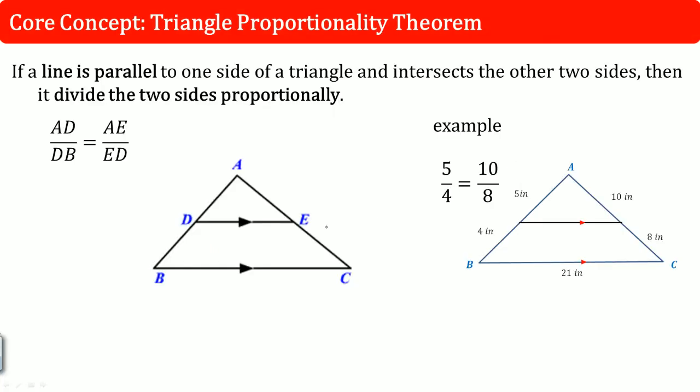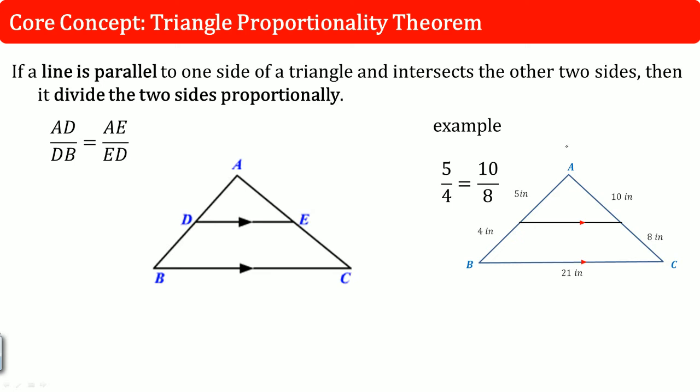What you should notice is that the ratio of the left side is equal to the ratio on the right side. That is 5 divided by 4 is equal to 10 divided by 8. What that tells us is this.